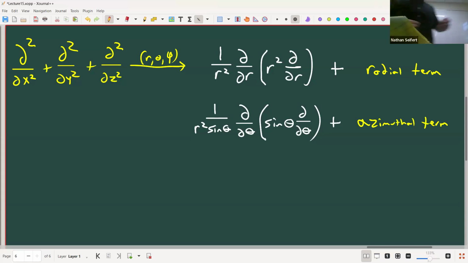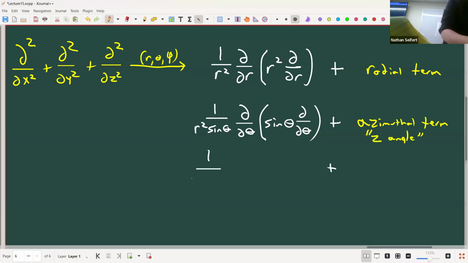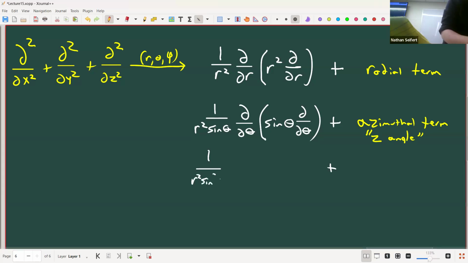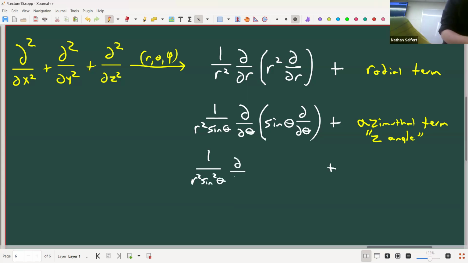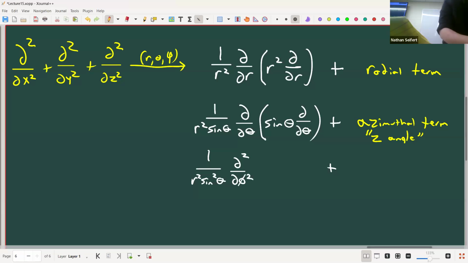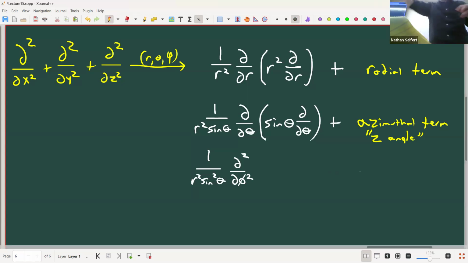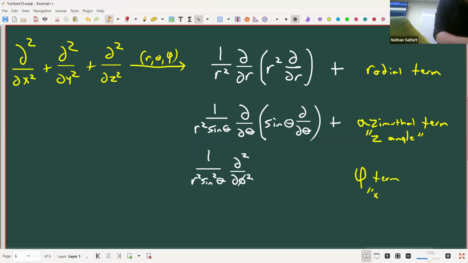So the z term, in some sense, the z angle. And then there's the other term for phi, which is 1 over r squared sine squared theta d squared d phi squared. And this is the other. So this is the, I forget what we call this extra angle here. This is the other angle. I'll just call it the phi term. This is the XYZ motion, XY point rotation.